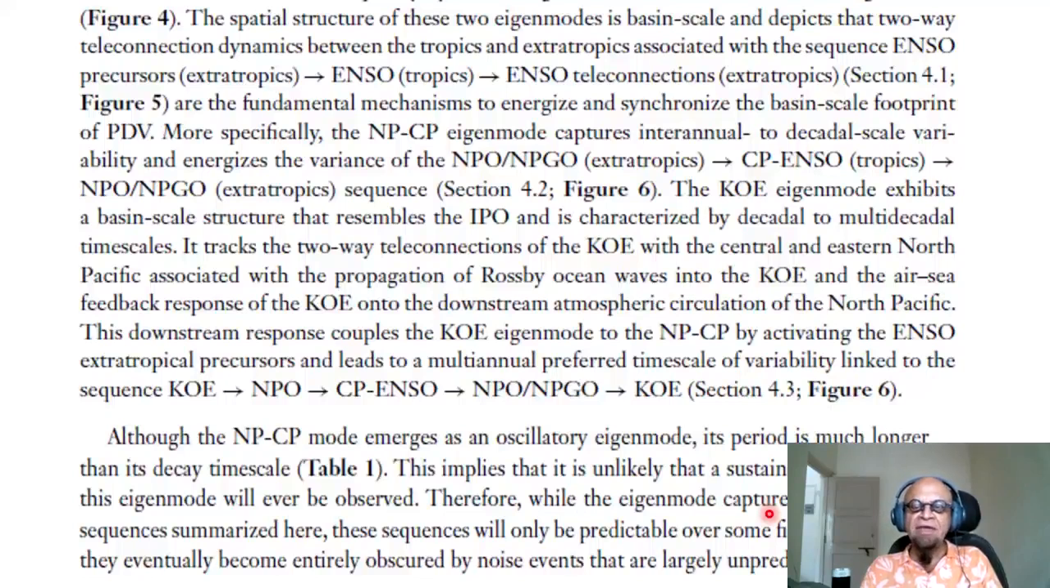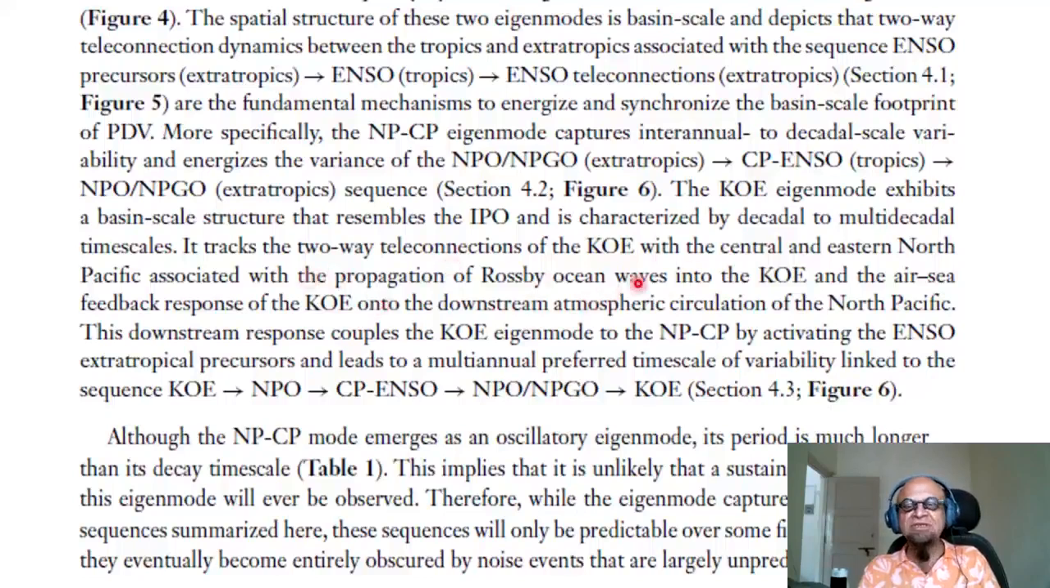The KOE eigenmode exhibits a basin scale structure that resembles the IPO and is characterized by decadal to multi-decadal timescales. It tracks the two-way teleconnections of the KOE with the central and eastern North Pacific associated with the propagation of the Rossby waves into the KOE. So North, East Pacific, Central Pacific do something that sends off a Rossby wave. The AFC interactions in the Kuroshio-Oyashio extension then can travel back in the atmosphere to the east. Okay, so it tracks the two-way teleconnections.